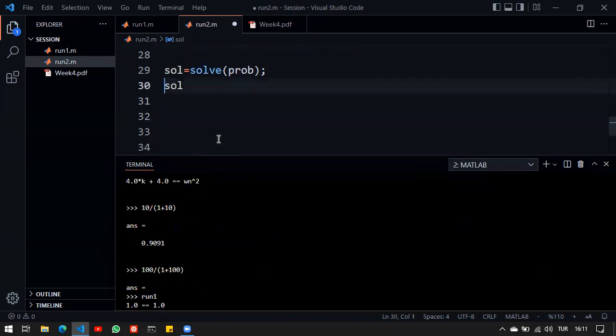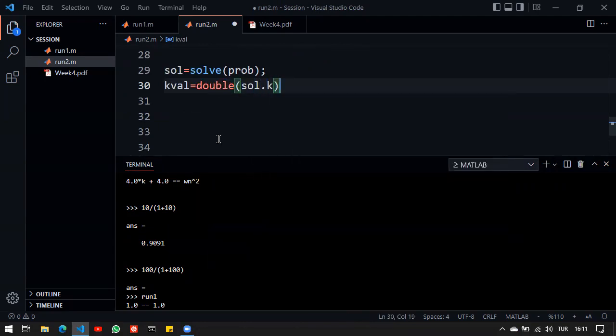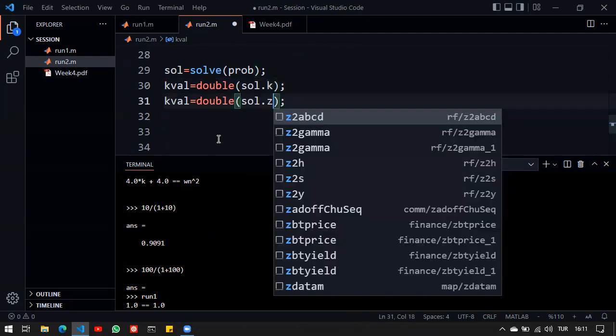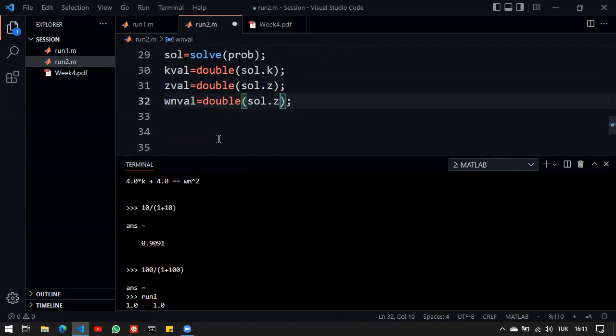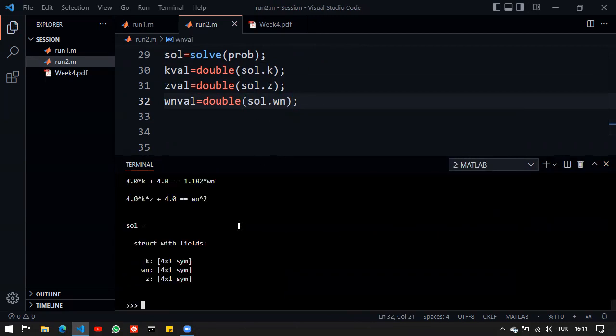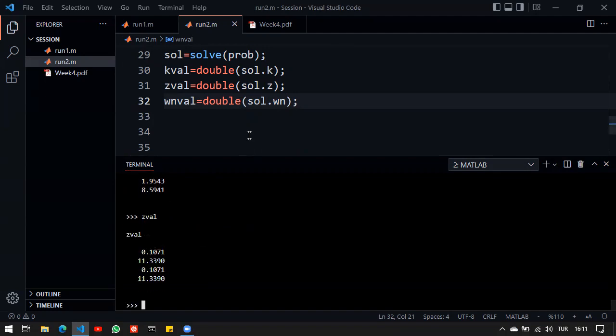Let's convert it into double. So kval is equal to double sol.k. We have also z, so zval, omega n val, omega n. There we go. Now let's see what kval looks like. Let's see what omega n val looks like. Of course, we have to eliminate the negative one here. And we have zval, which is equal to these.